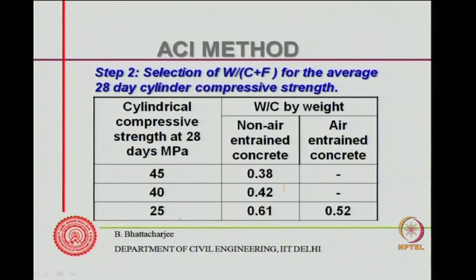So, depending upon the strength, in fact, here is only a part of the table, the complete table will have more data. So, average cylinder strength is given. This is actually average 28-day cylinder compressive strength, which is something similar to our target mean strength, except for the fact that it is actually cylinder strength.